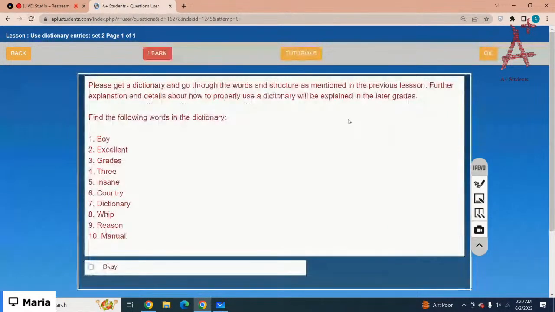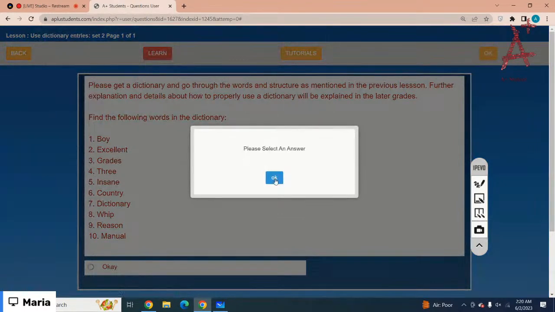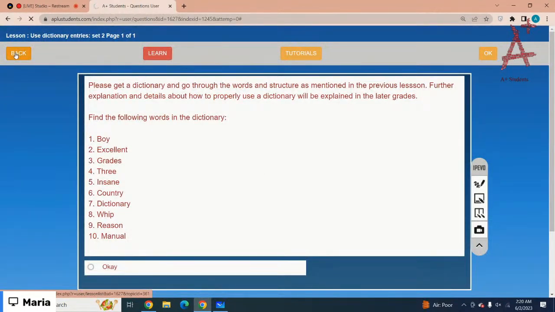Let's just see. Okay, please get a dictionary, go through the words and structure as mentioned in the previous lesson. Basically you have to look for these words in the dictionary. Got it? You have to follow the same instructions we did in lesson 1 and lesson 2. So if you have a dictionary, go get your dictionary and try to find these words using the instructions we have learned in lesson 1 or lesson 2. Got it? That is a practice example you have to do with the dictionary. Let's move on to the next lesson. You have to do this on your own.